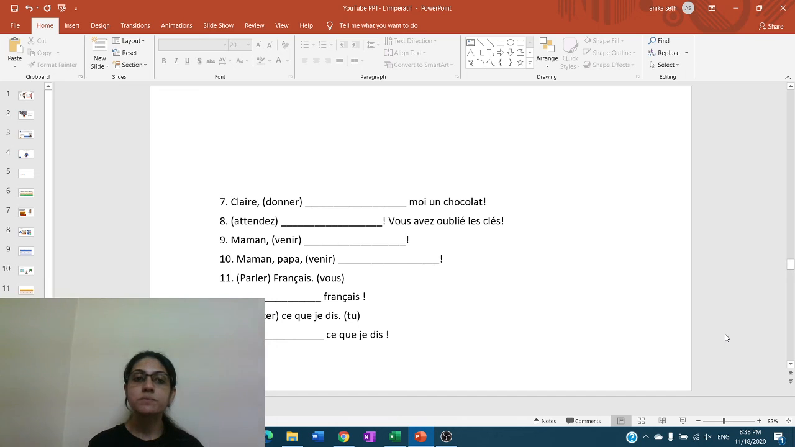Then the seventh one, Claire, donnez-moi un chocolat. So donner again with tu because Claire, the name, is given, so it is informal. Donne-moi un chocolat. D-O-N-N-E, because the s will be removed from the conjugation of the ER verb with the tu form. So donne-moi un chocolat.